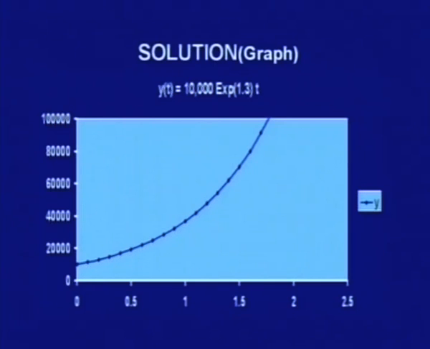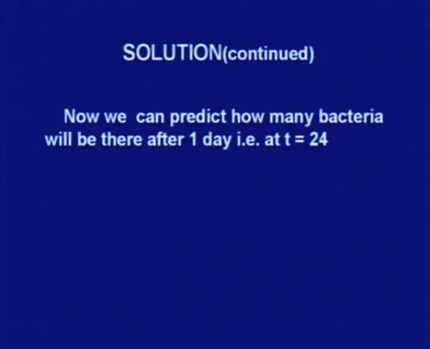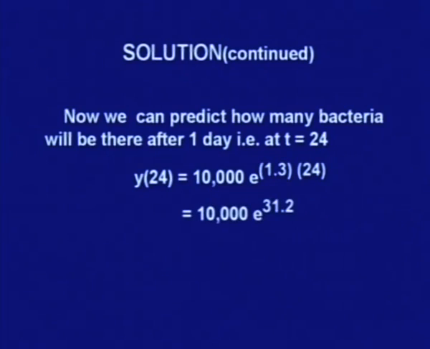Now, we are ready to answer the question, that is, what will be the growth after 1 day, that is after 24 hours. That is, we will incorporate t is equal to 24 in our solution. What will it be? 10,000 times e to the power 1.3, and in place of t I will put 24, which when solved will reach 10,000 times e to the power 31.2, which will give me 3.5 into 10 to the power 17. That is, these are the number of cells at the end of 1 day, at the time of 24 hours.